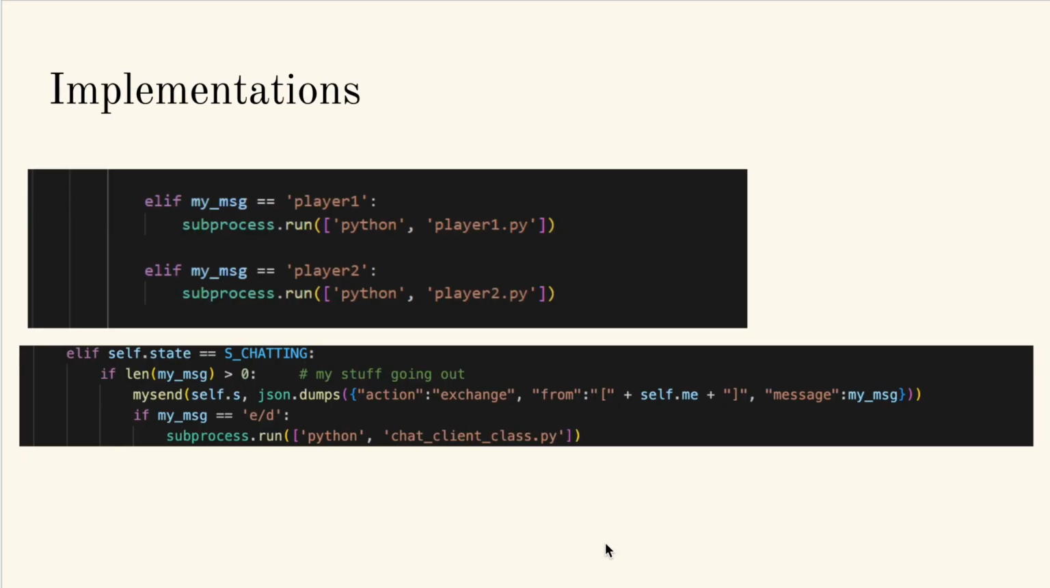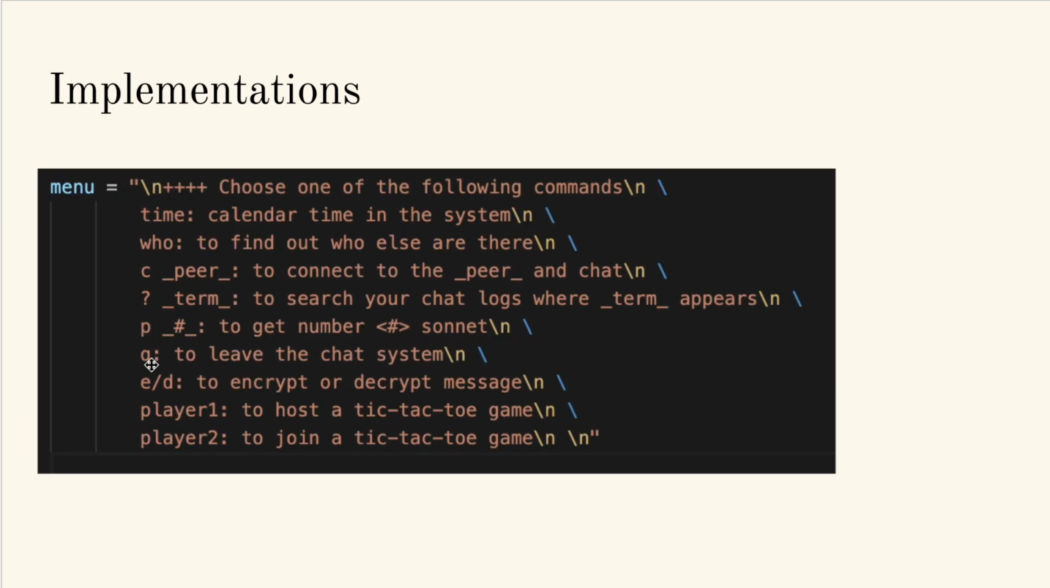For the implementation part, we basically wrote it as a state machine and used a package called subprocess. Every time we type in the chat box player 1, player 2, it will automatically run the corresponding Python program. And since the encrypt decrypt function needs to be used in chatting mode, we put the e/d in the S chatting mode, when the self state equals S chatting. And we also changed the menu in the chat utils.